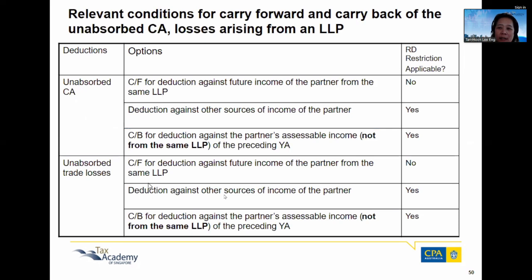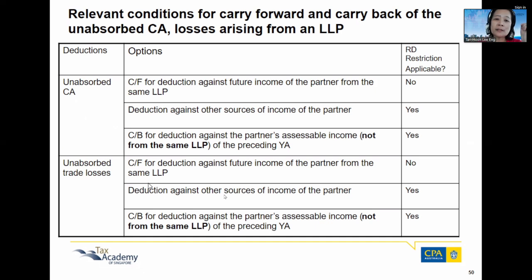Okay, this one is a quick one. I'll go through it with you all. When we talk about loss restriction, we always talk about other income other than the LLP, other than the income from the same LLP. So loss restriction only applies to other income other than the same LLP. So for that reason, you look at it: unabsorbed CA carried forward for deduction against future income of the partner from the same LLP. We don't need to do restriction because it's the same LLP.